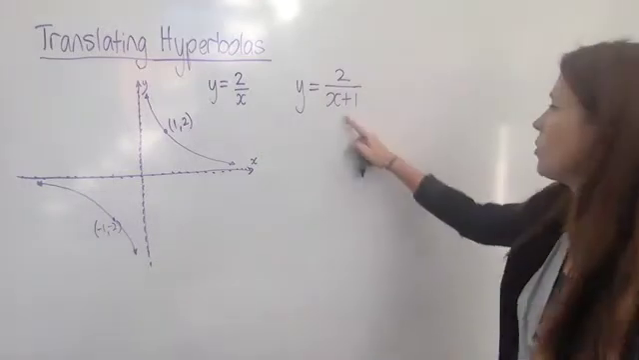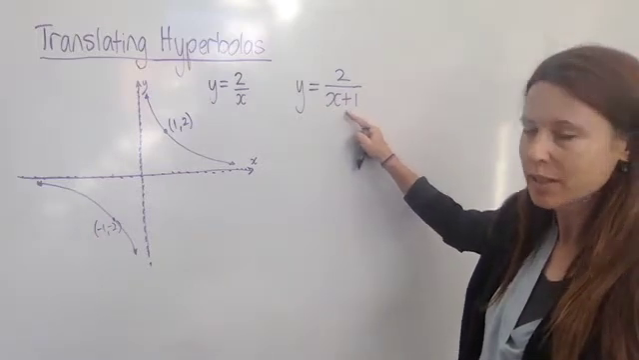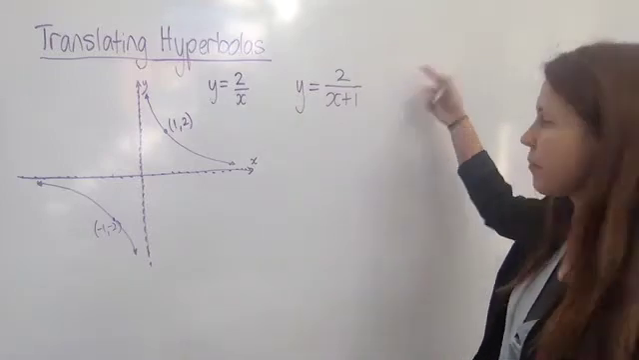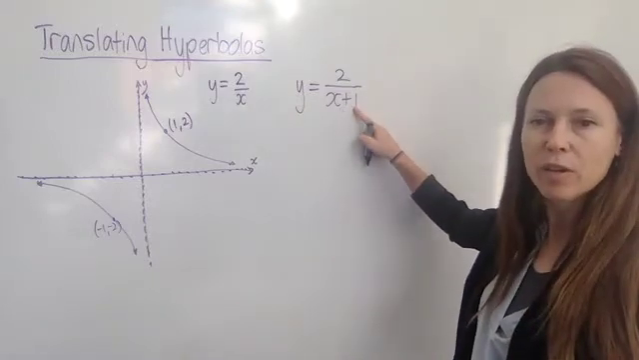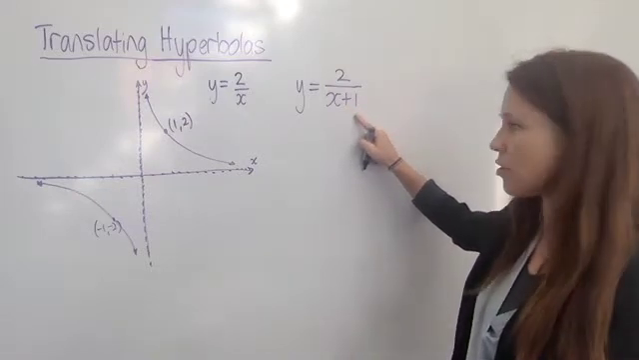All right, the plus 1 is tied in closely with what the x is doing. What is the x doing? It's being on the bottom of a fraction. It's not a plus 1 tacked onto the end out here. So this tells us that we've got to move the graph left or right, and the plus tells us that we're moving to the left 1 unit.